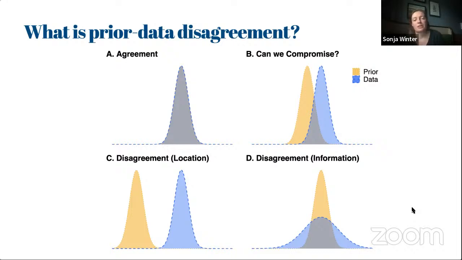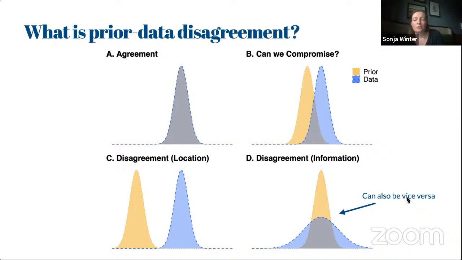But there's a second type of disagreement, which we would call disagreement in information, which is shown in panel D. Even though these two distributions are centered around the same values, we can see that the prior distribution is much more informative in that it's more narrow. And this might happen if our data likelihood is based on just a small number of observations, providing only a vague estimate of the parameter, whereas our prior information is very informative.